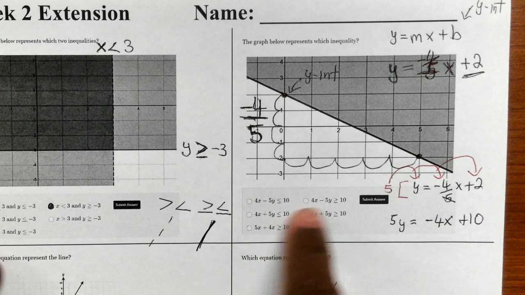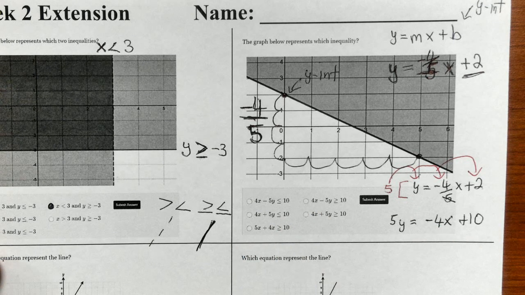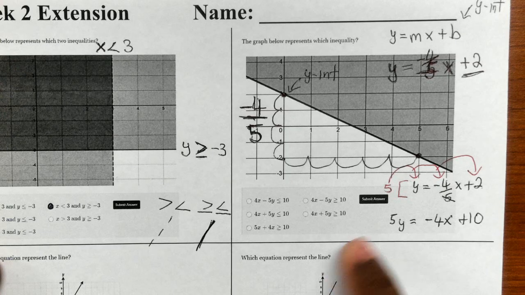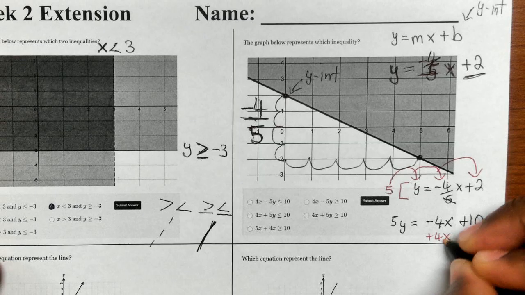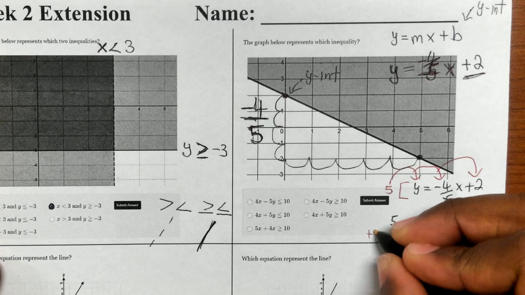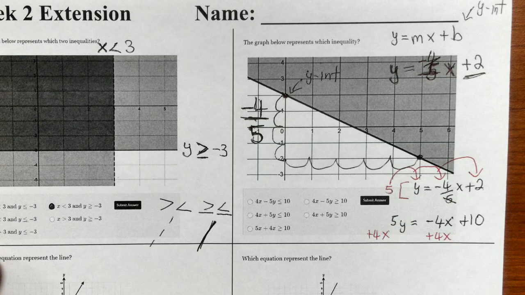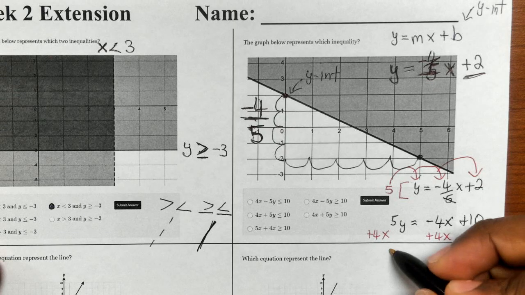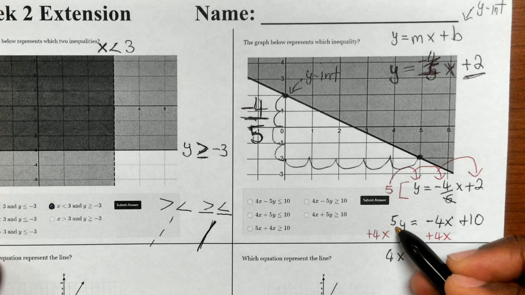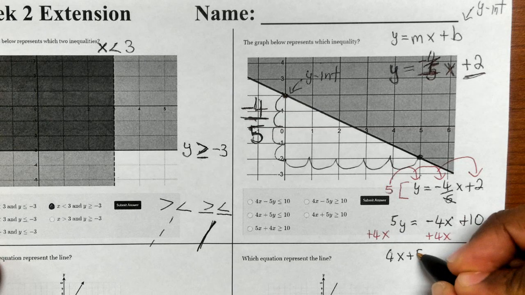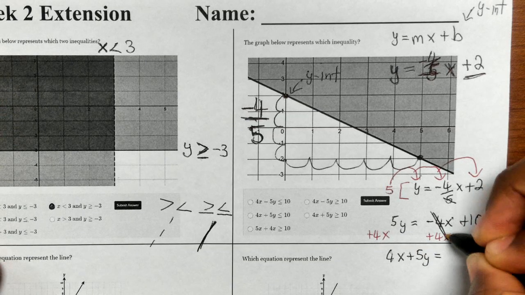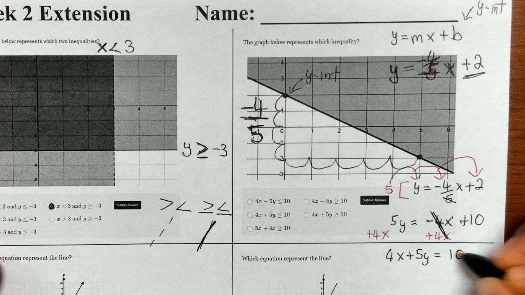However, all of these answers have the x and y on the same side. So let's move the x to this side. To move the x to this side, I would add 4x to both sides of my equation, okay? So my answer is going to look like 4x, and instead of just writing 5y, it's a positive number, so plus 5y. This got canceled, equal positive 10.